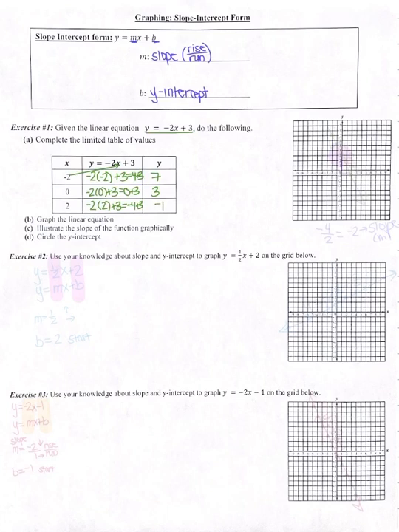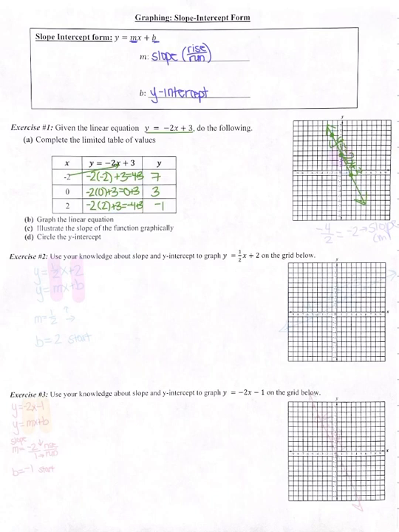So now we have our x's and y's. We're going to plot on this graph: negative 2, 7, 0, 3, and 2, negative 1. We're going to connect our points with a line and put arrows on both ends. We also want to make sure we write the equation on the line. So that's how we first learn to graph lines, by creating that table and plotting those points.